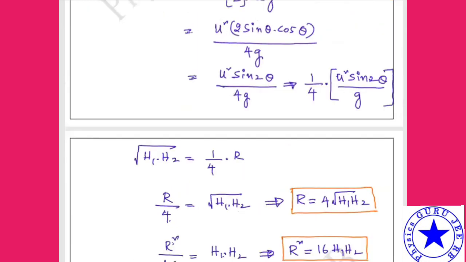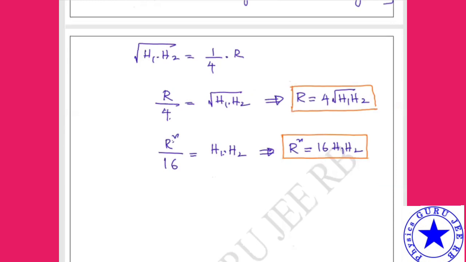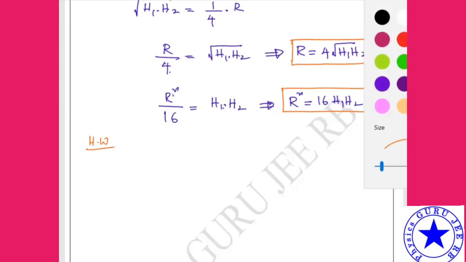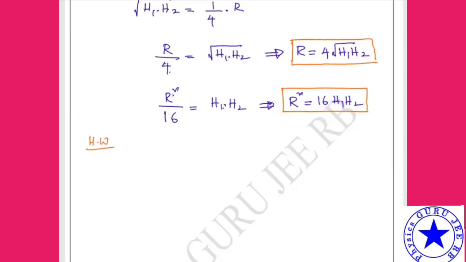So try to calculate complementary angles for time of flights. That is homework for you, T1 and T2. What is T1 by T2 for complementary angles of time of flight? Next, T1 into T2, the product of it. These are the two things you have to calculate. You can try the questions.